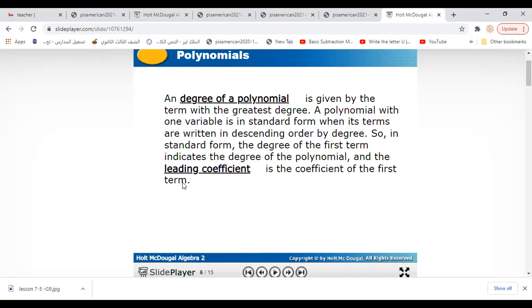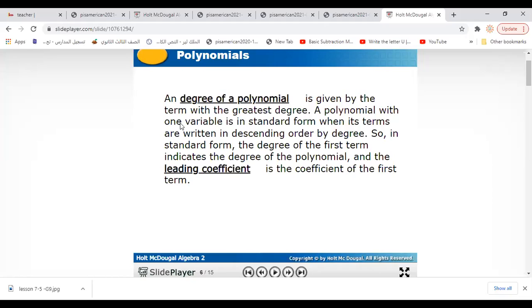What about if we want to find the degree of the polynomials and how we are going to find the leading coefficient? The degree of a polynomial is given by the term with the greatest degree, which means we are going to separate the polynomial and find the degree for each part, and then we will take the greatest one as the degree for this expression. We will write it: the term with the greatest degree.